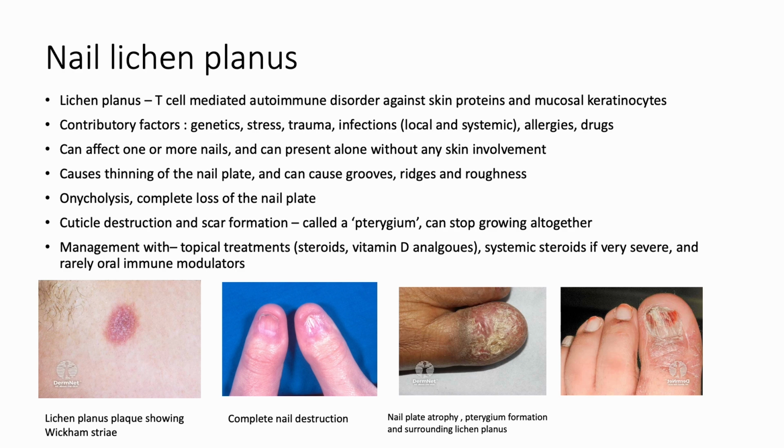Nail lichen planus. To recap, lichen planus is a T-cell mediated autoimmune disorder where autoinflammatory cells attack proteins in the skin and mucosal keratinocytes. In the skin, a classical presentation would show as papules and plaques, with shiny tops with fine white lines along the top, known as Wickham striae, as shown in the first image. There are many variants of lichen planus, which are covered in other DermNet modules to refresh your memory.